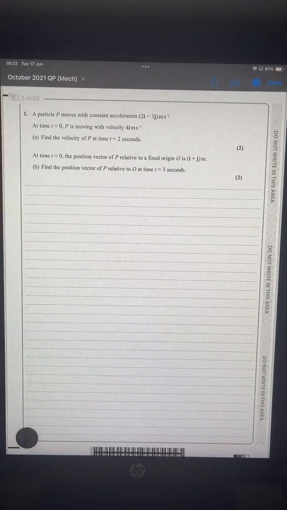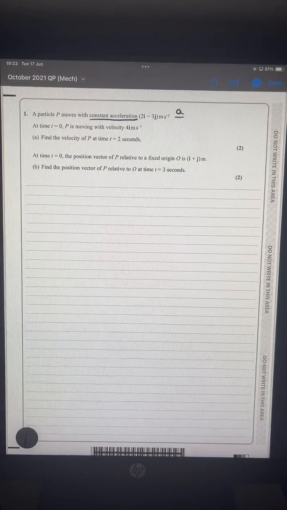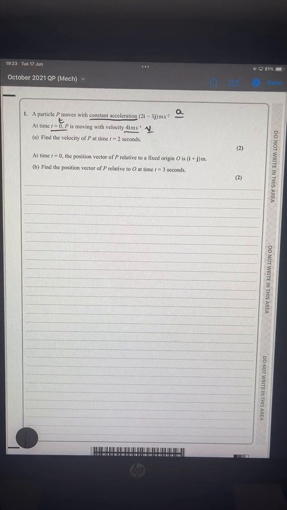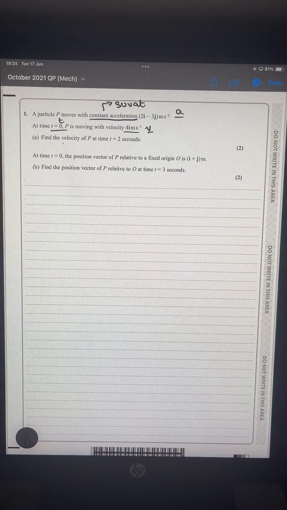So, question 1. A particle P moves with constant acceleration. Oh, look, they've already told us. Nice. 2i minus 3j meters per second squared. Next to that, put the letter that represents it. So you have to put a over there. At time t equals 0, P is moving with a velocity of 4i meters per second. So put your letters so you can see. So constant acceleration means what? SUVAT. Awesome. Now I've understood the question. Find the velocity at time t equals 2 seconds.